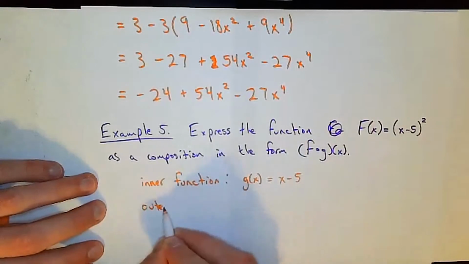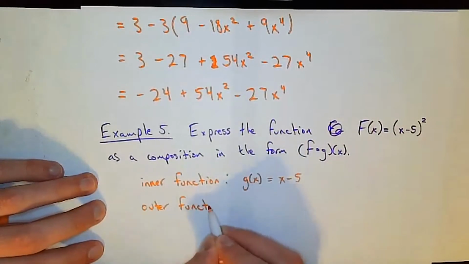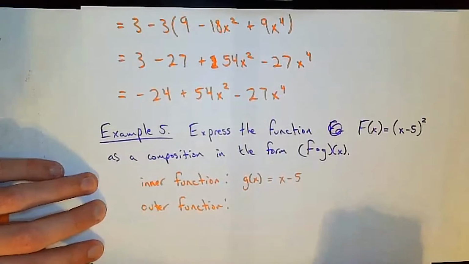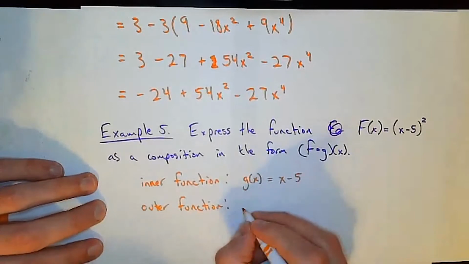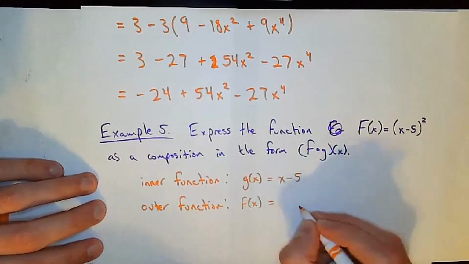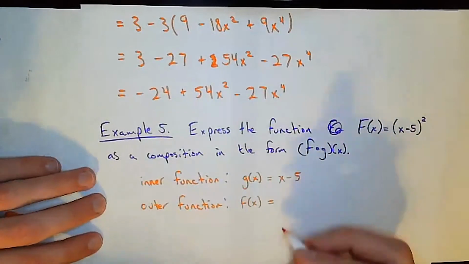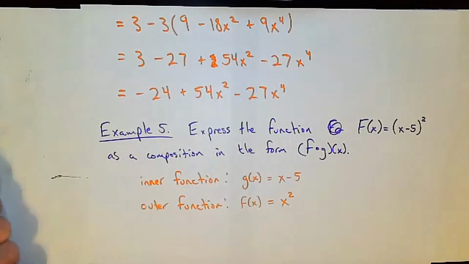What about the outer function? What's happening on the outside? What is happening to g of x? It's being squared, right? How do you represent a square function? A function that takes in inputs and squares things. It's just x squared.